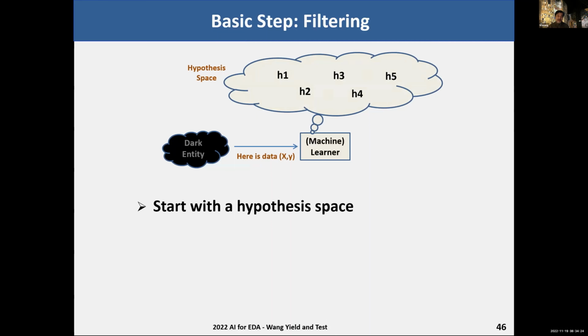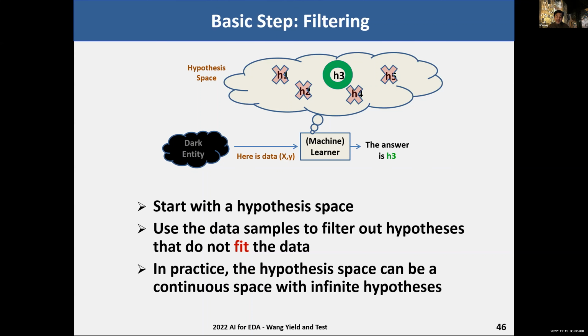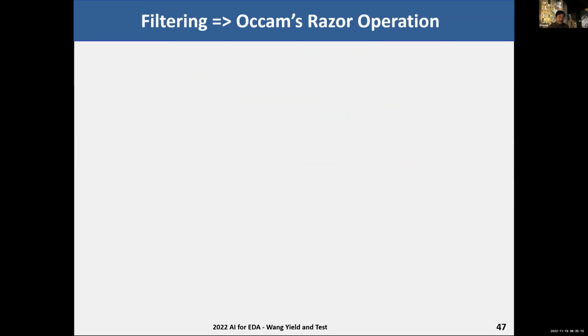Well, to start, the learner can begin by assuming a hypothesis space. For simplicity, let's say the space only has 5 hypotheses. Then the learner uses the data sample to filter out hypotheses that do not fit the data sample. For example, maybe with the initial evidence, H1 does not fit, hence we eliminate H1. Then with more evidence provided, maybe we can eliminate H2, H4, and H5. At the end, H3 is left, not eliminated, and therefore we say the answer is H3. Of course, in practice, the hypothesis space is not that simple, and can be a continuous space with infinite hypotheses, but the basic idea remains the same: we are filtering out hypotheses that do not fit the data sample.